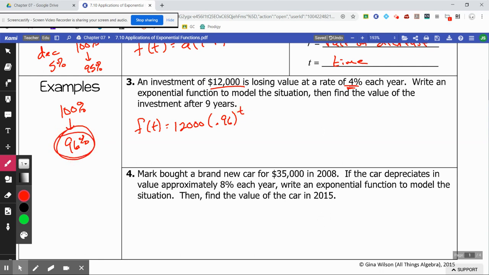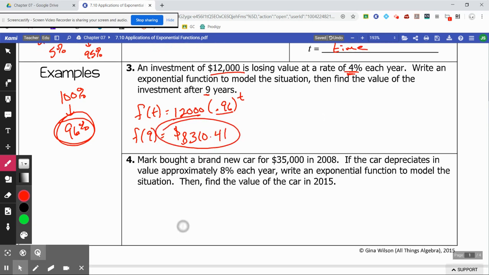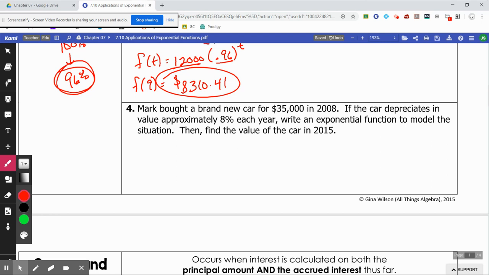So again, if it's after 1 year, you're going to find 96% of 12,000. After 2 years, you're going to find 96% of that again. After 3 years, 96% of that again. So we're finding out after 9 years. So we're finding f of 9, which would be 12,000 times 0.96 to the ninth power, and that's going to give you $8,310.41.